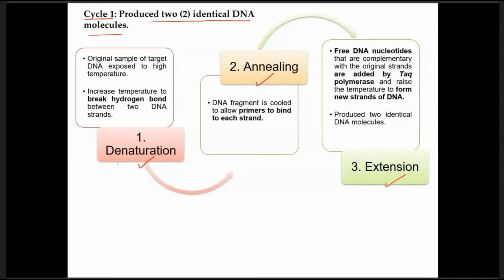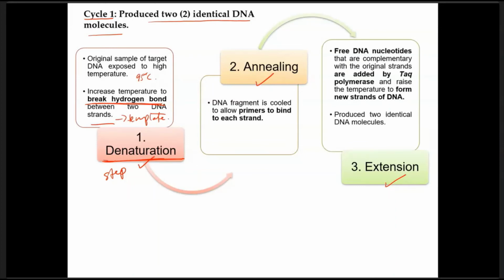So the first step is denaturation. What does the step involve? You increase the temperature to a high temperature so that it breaks the hydrogen bond between the two DNA strands, so that the two DNA strands can become template. So the original template of the target DNA is exposed to a high temperature of about 95 degrees Celsius, to break the hydrogen bond between the two DNA strands so that they become template.